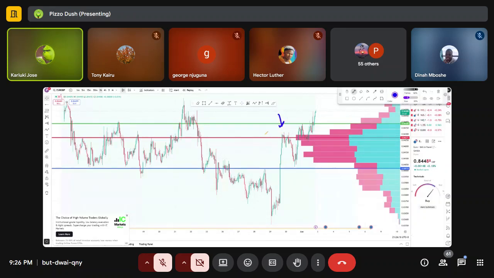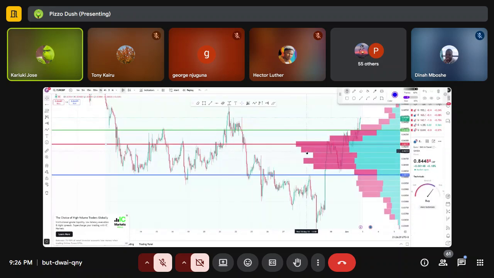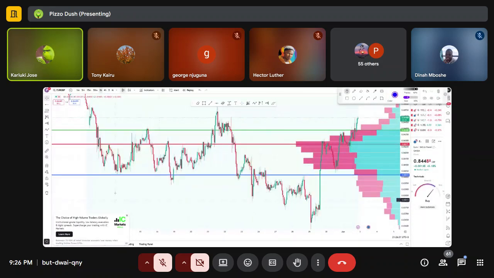So yeah, I hope you guys mmepata hiyo value area high, point of control and the value area low. Hizo tatu. Hope you guys get that. Nitakuja kutumia hizo concept sana ya point of control. Atakuja kutumia point of control sana.